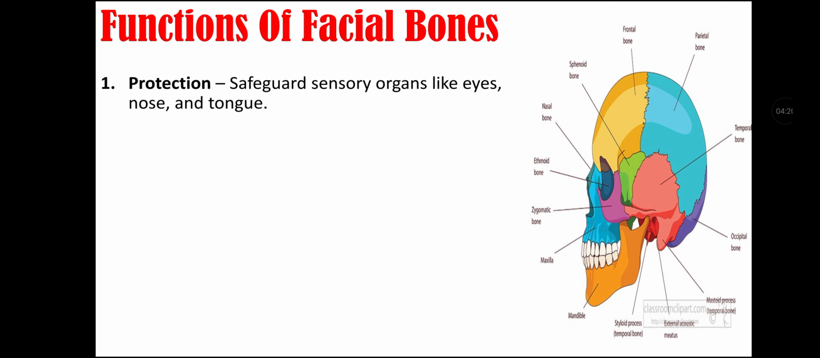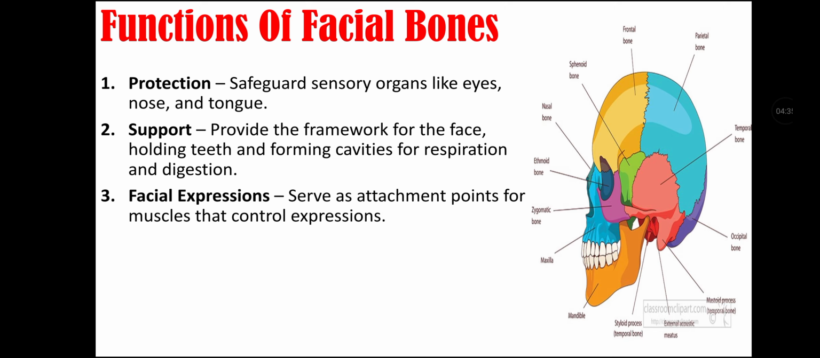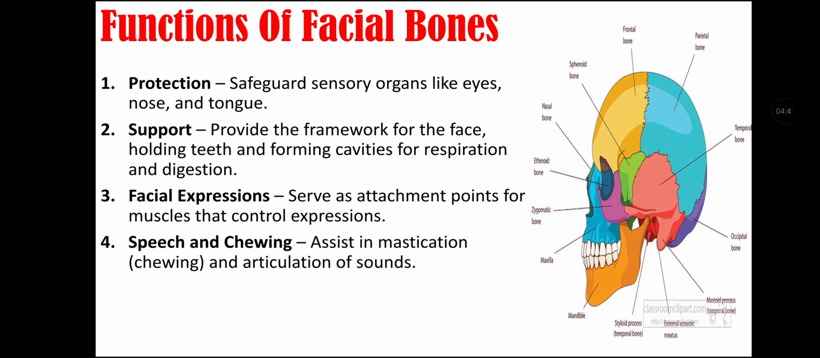Functions of facial bones include: first is protection, as they safeguard sensory organs like eyes, nose, and tongue. Second function is support, as these bones provide the framework for the face, thus holding the teeth and forming cavities for respiration and digestion. Third function is facial expression, as these bones serve as attachment points for muscles that control expression. Fourth function is speech and chewing, as these bones assist in mastication and articulation of sounds.